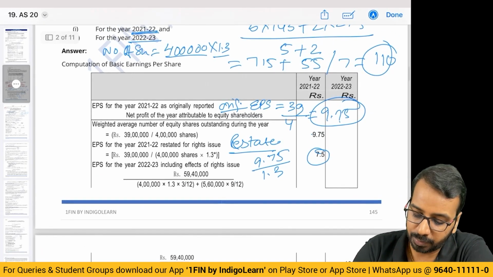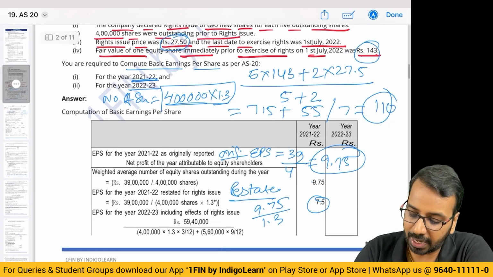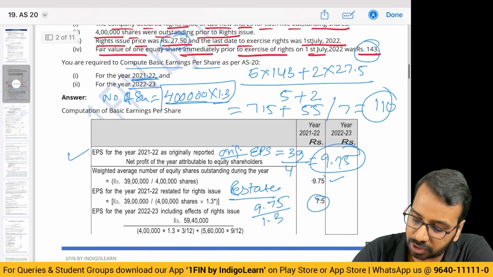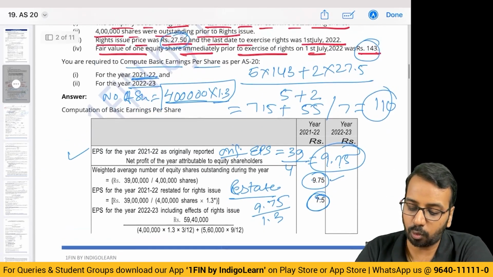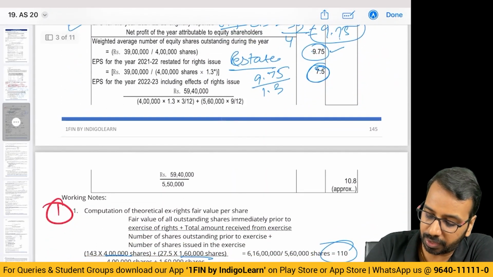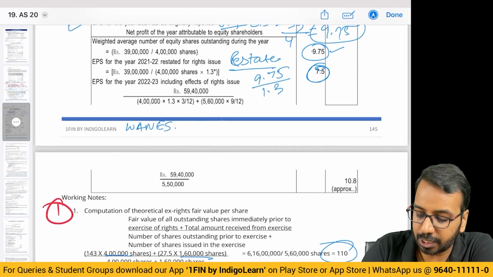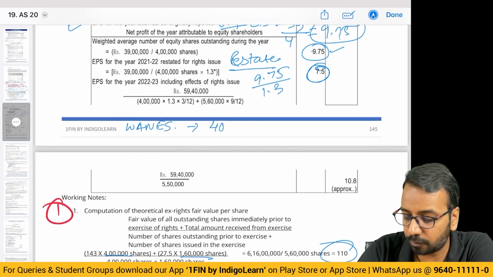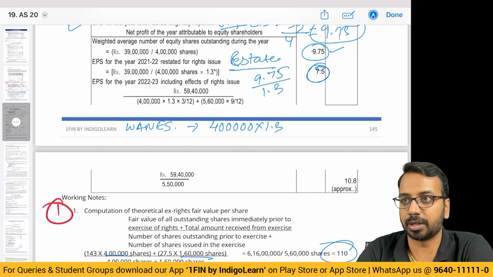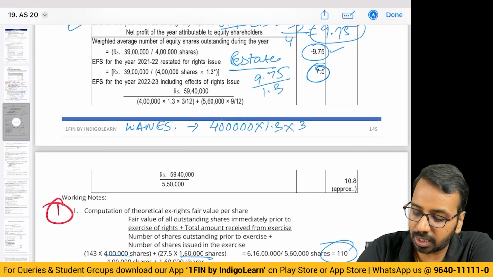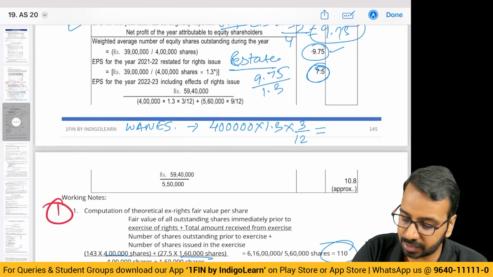Or what you can do? You can change the number of shares like this, 4 lakhs into 1.3 and do this calculation. So EPS originally reported 9.75, restated EPS 7.5. Now what about 22-23? For 22-23, to calculate the weighted average number of equity shares, original equity shares 4 lakhs multiplied by bonus adjustment factor 1.3 multiplied by 3 divided by 12. Why 3 divided by 12? April, May, June. This is one number.